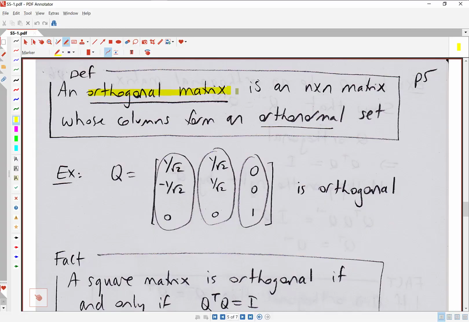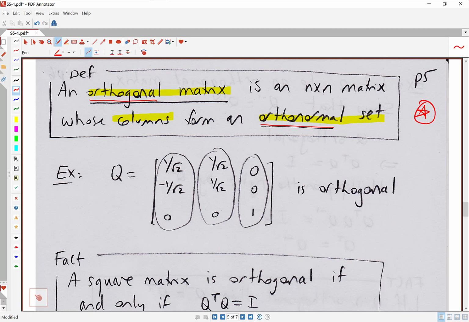Let's define an orthogonal matrix to be an n by n matrix, so a square matrix, whose columns form an orthonormal set. So I would be a little bit cautious about this definition. There's something quite tricky with this terminology: we're saying orthogonal matrix, and yet the columns are supposed to form an orthonormal set. If we were creating a new definition today, I would say a nice thing to call this matrix would be an orthonormal matrix, but just due to historical reasons, it's called an orthogonal matrix, yet the columns have to be orthonormal.